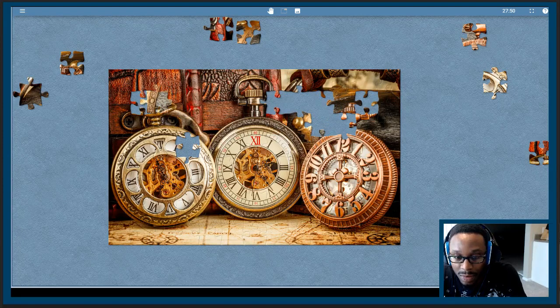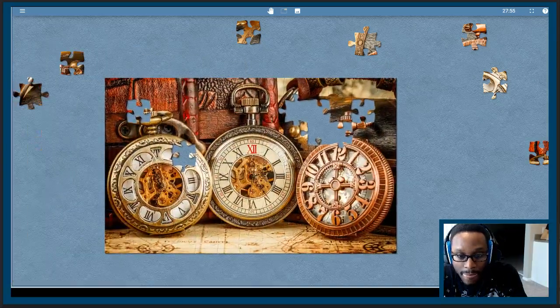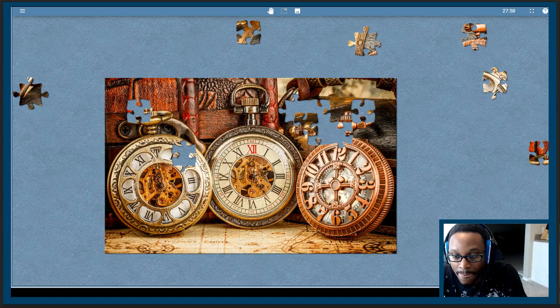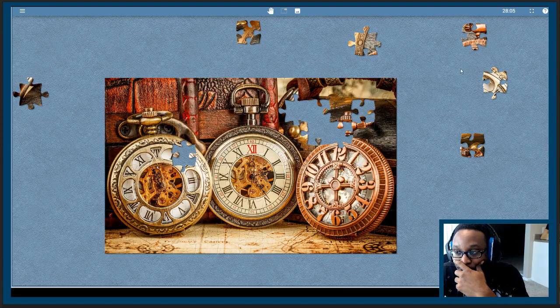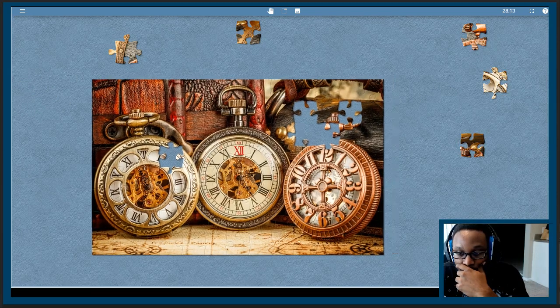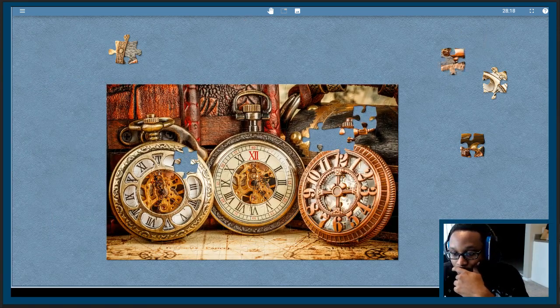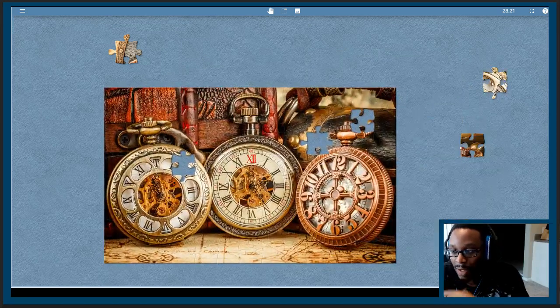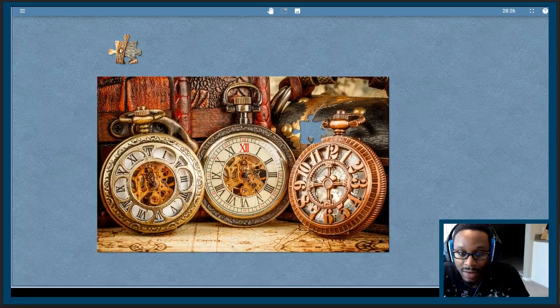Where does this one go? Now I gotta look at the shapes a little better. Yeah, you're relying on the image too much when you have much simpler categories narrowed down. That's kind of interesting.